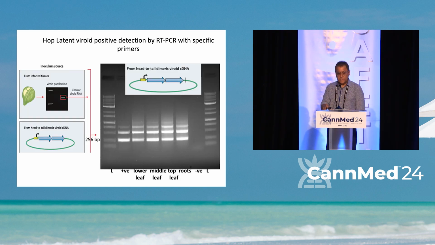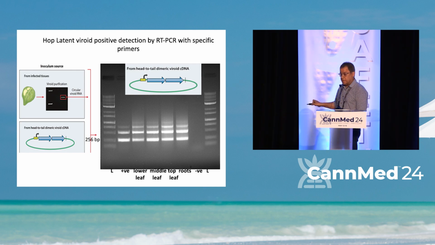Detection of hop latent viroid is fairly straightforward. Most commercial labs have developed PCR primers and kits that will detect this viroid, 256 base pairs, and as you heard in the first talk this morning, you get the monomers, the dimers, the trimers, and so on. We tend to see this multiple banding pattern in very susceptible and highly infected plants, which suggests that the replication is going at a pretty good rate, and these dimers and trimers accumulate as a result.